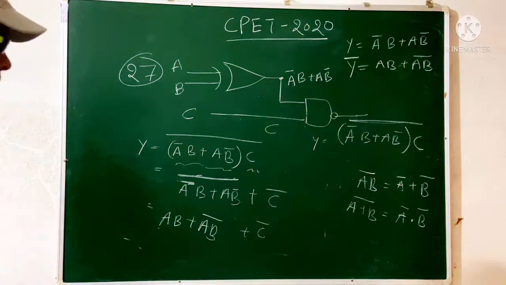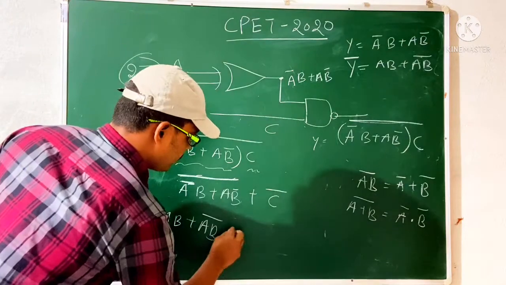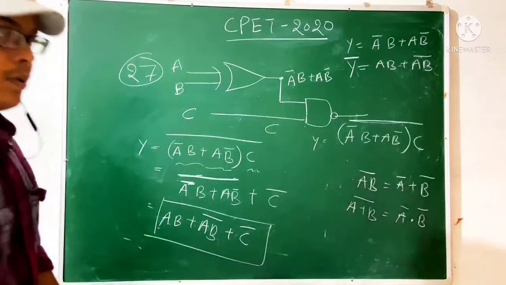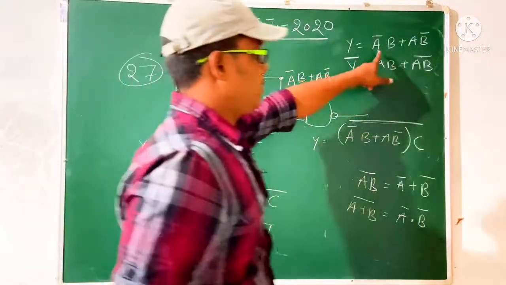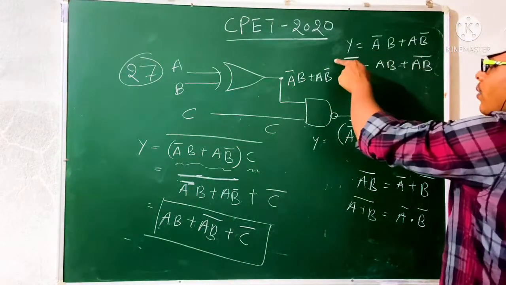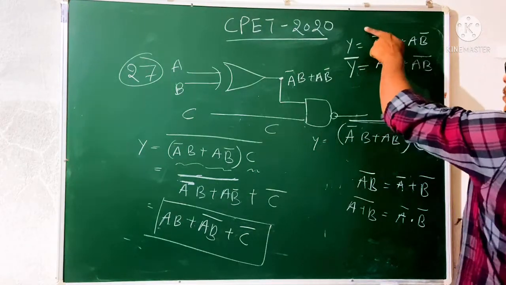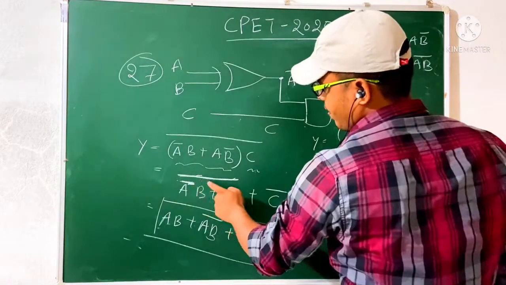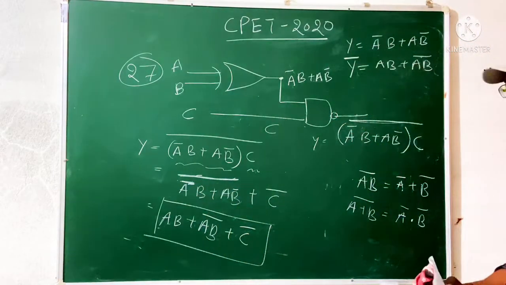Plus c bar. So this is the answer. Okay, so you have to remember this thing, that this is a XOR gate, this is XOR gate, this is Y. Now you give a bar there, that means you give a bar there, so that will be your answer. So look to here, so this is the bar, so that will be the answer.